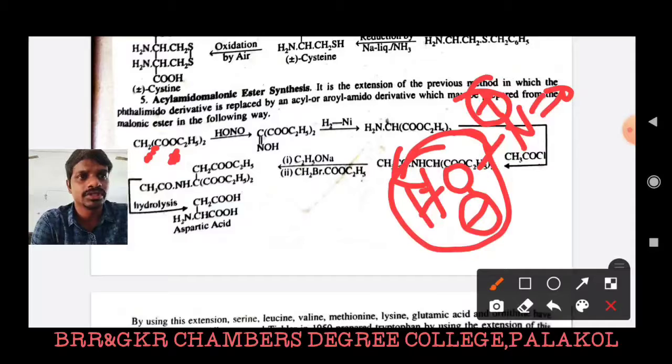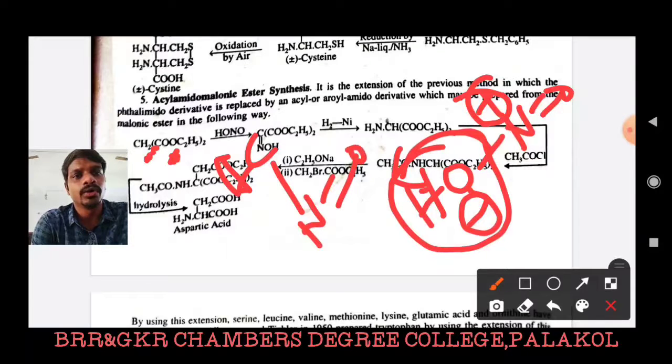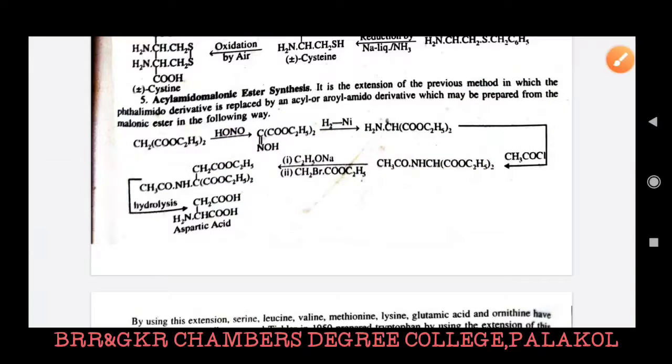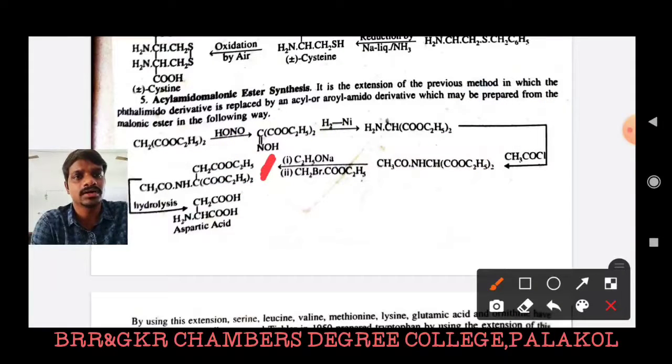Now the positively charged species reacts with the carbanion and it forms CH=N double bonded O, and it undergoes further tautomerization and is produced as an oxime derivative. Here it is the oxime derivative, students. Now on reduction reaction with H2 and Raney nickel, it is converted into an imine derivative.